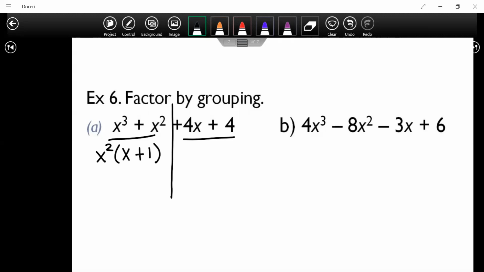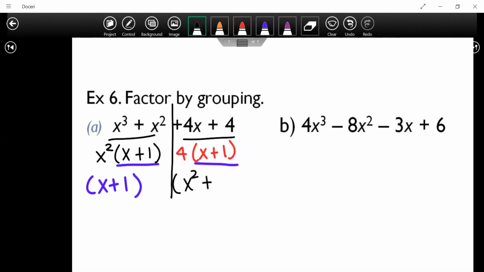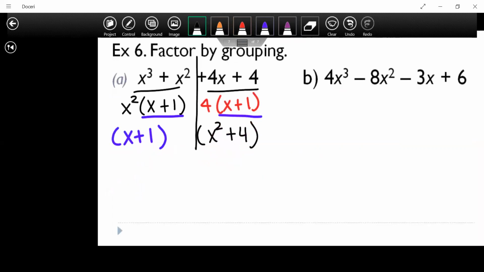In that last group, what's the greatest common factor between 4x and 4? 4. So we pull out that 4, and now this becomes just x plus 1. And it now gives me my grouping that I'm actually going to be able to pull out. So I'm going to separate them by terms by themselves. From those groups now, we pull out the greatest common factor. In this first group, we get x plus 1, which is one term here. And then our last term is just going to be x squared plus 4. So those are our two factor terms.